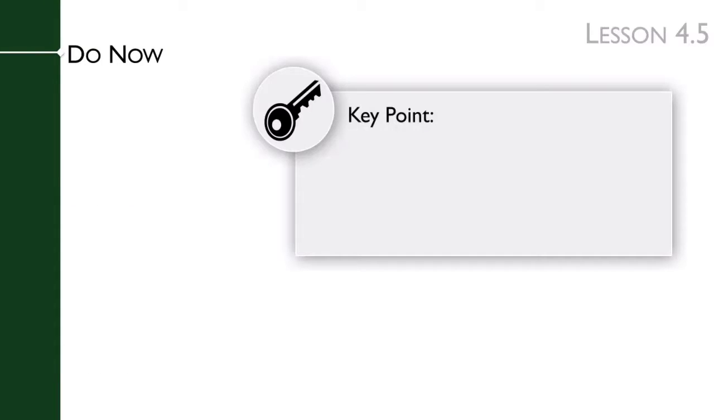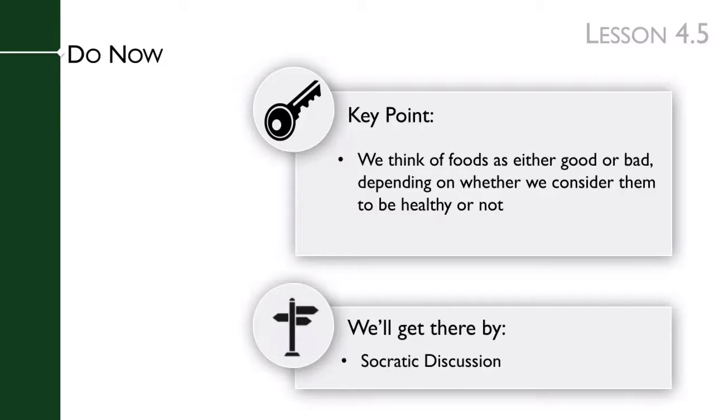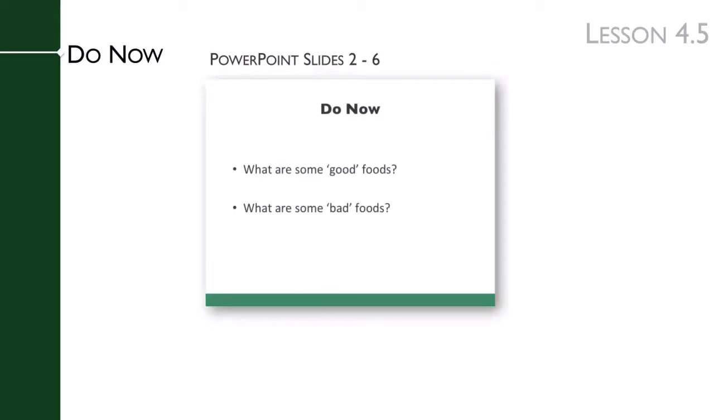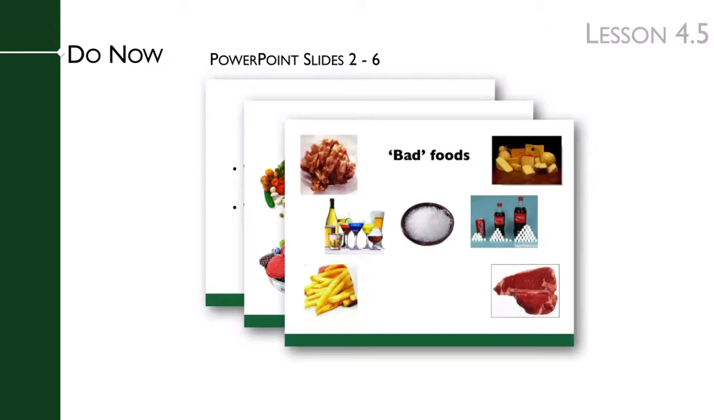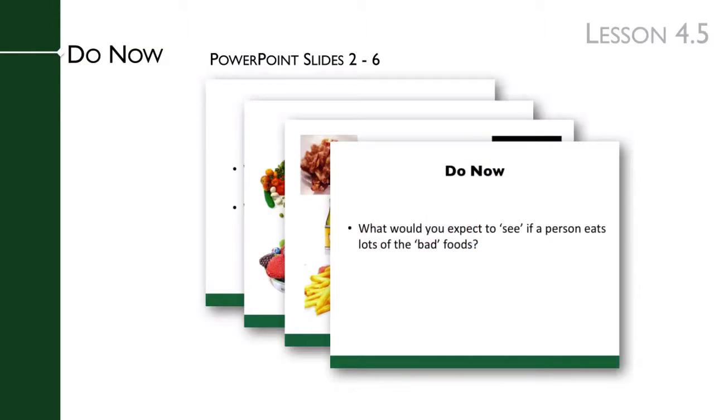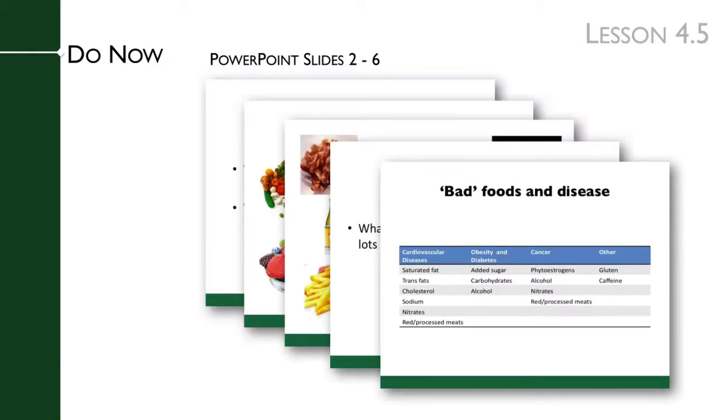The key point of this lesson's do now is that we think of foods as either good or bad, depending on whether we consider them to be healthy or not. We'll get there by having a brief Socratic discussion with the students. You will ask students to call out foods that they think are either good or bad. For those bad foods, students should list expected consequences of eating those foods. Some of these are listed on slide 6.